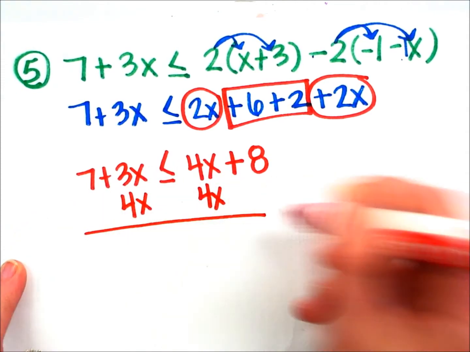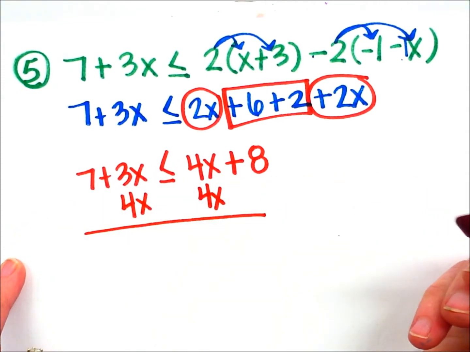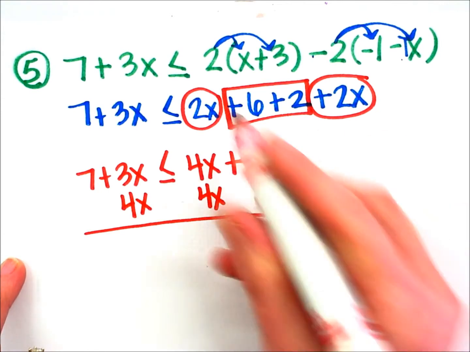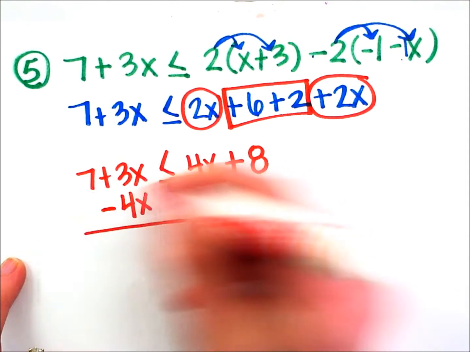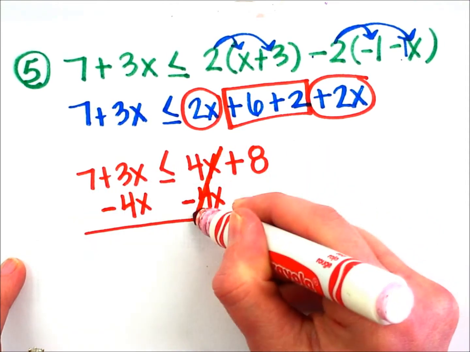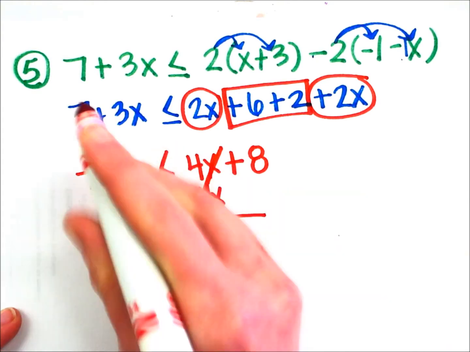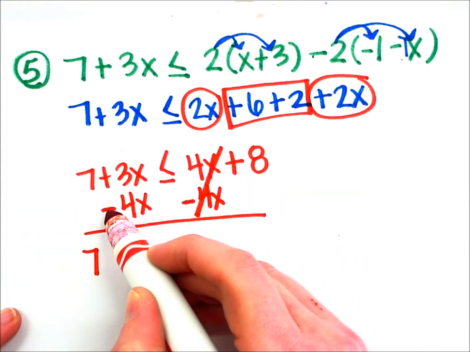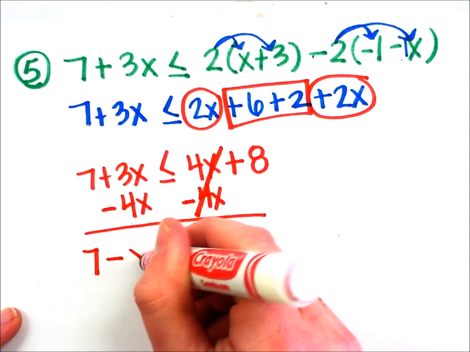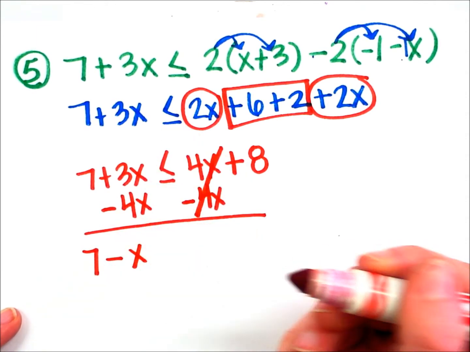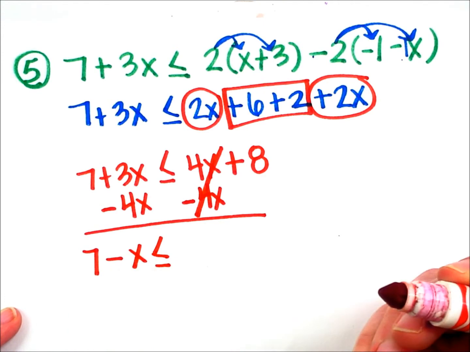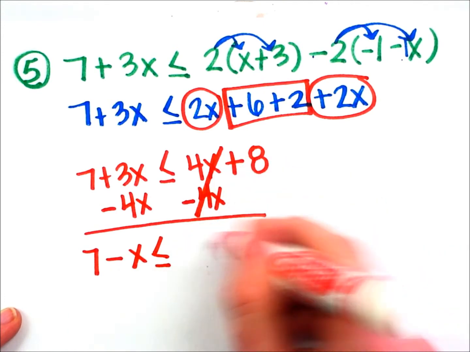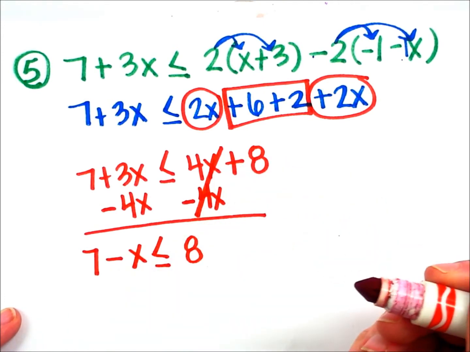When you are moving a variable or a number from one side of an equation or inequality to another, you need to add or subtract. Here I'm going to subtract. I knew to subtract the 4x because 4x minus 4x is 0. This leaves me with 7, and positive 3x minus 4x is negative 1x or minus x. Bring down your inequality symbol, and this leaves me with a plus 8 or a positive 8.